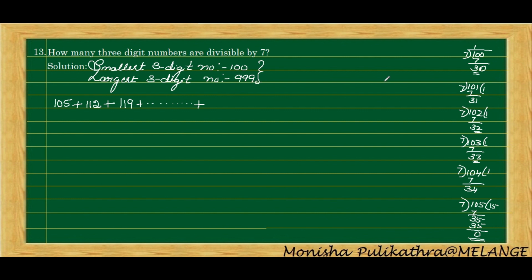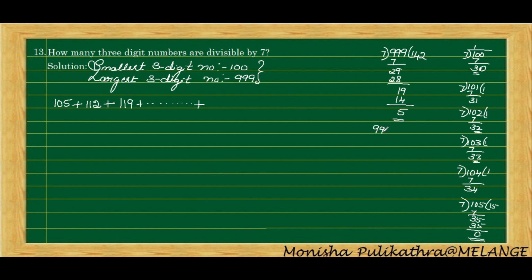For that we need to divide 999. So 7 ones are 7, 29 is the remaining. 7 4s are 28. Next 19, 7 2s are 14. So 999 is not divisible by 7, because we get a remainder. Here the remainder is 5.